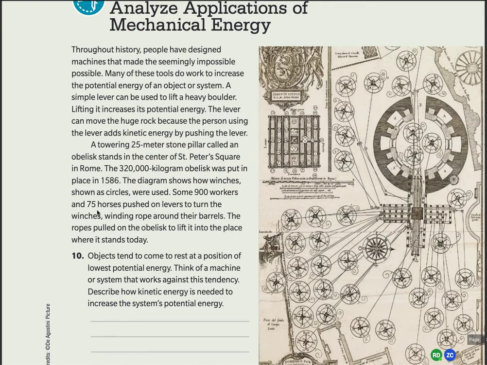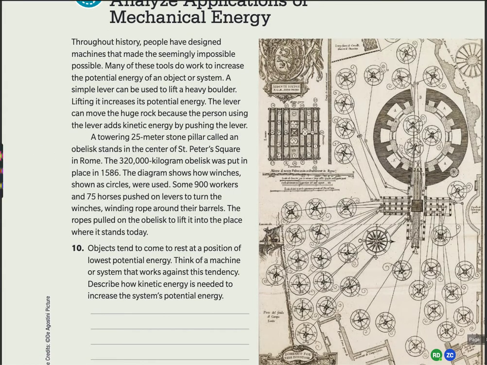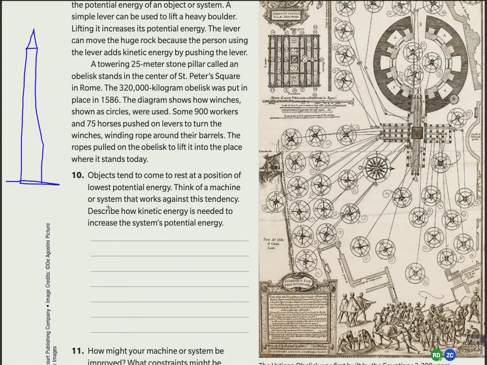It talks about how workers and horses used winches to pick them up. An obelisk, if you haven't seen one, is like the Washington Monument in Washington, D.C. They are those tall, straight types of buildings. It's called an obelisk.